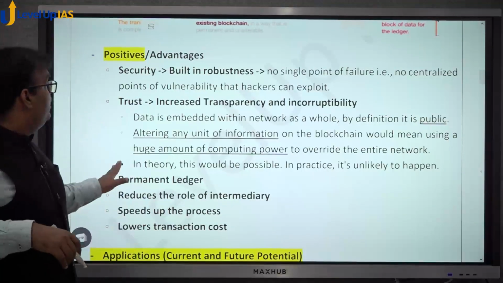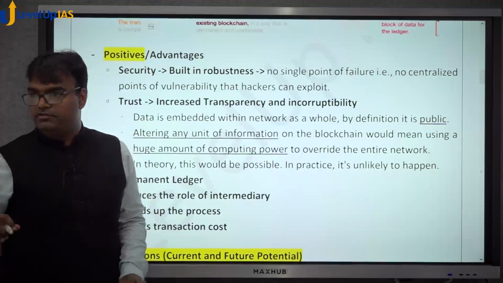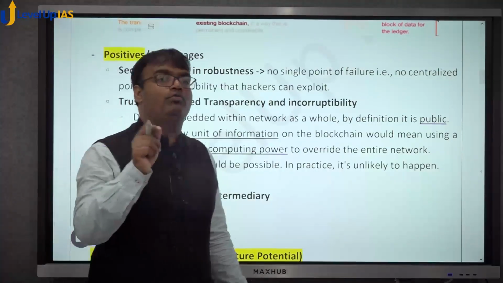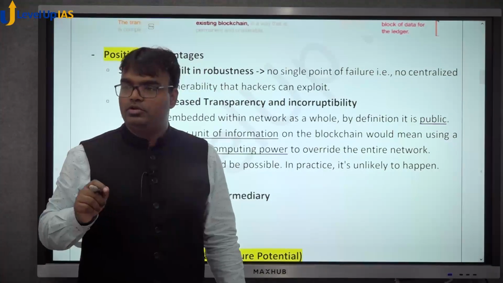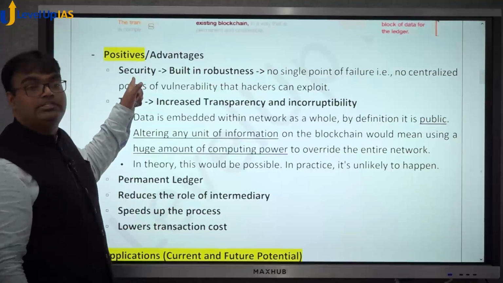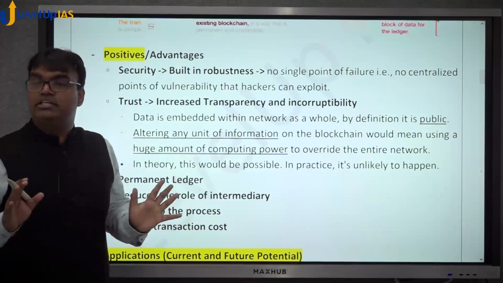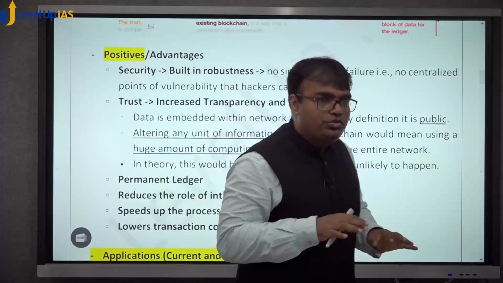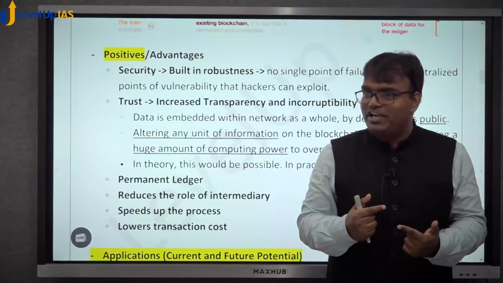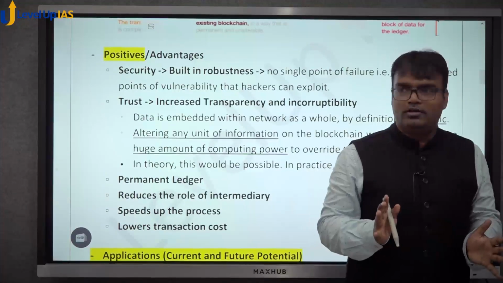So that is one advantage, trust or increased transparency. The second advantage is incorruptibility. No one would be able to modify it, no one would be able to hack into it and then modify it. There comes security as well. Security comes from incorruptibility. It's secure. This is a database which is secure. If I'm storing all these transactions in my Excel file, someone can hack into my Excel file, my computer can crash, something may go wrong.